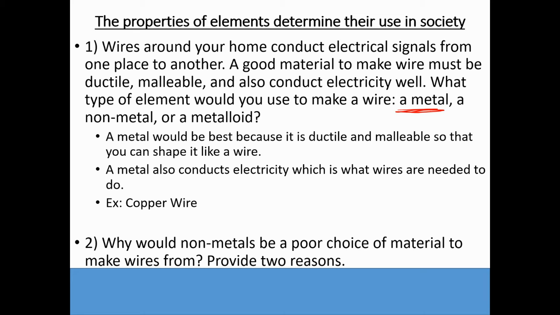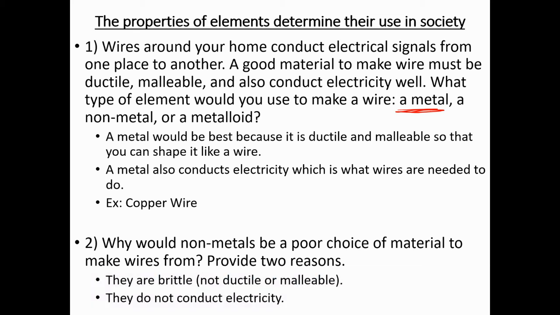Why would nonmetals be a poor choice for materials to make a wire? Well, try to think about why. Pause the video. Understand that nonmetals are typically bad conductors and they're brittle. So you couldn't really stretch them into a wire. They're not malleable. They'd probably break if you tried to do that. So they don't fit the criteria that you need for a good wire.